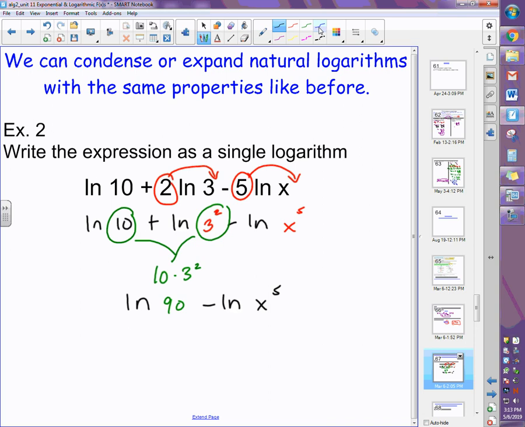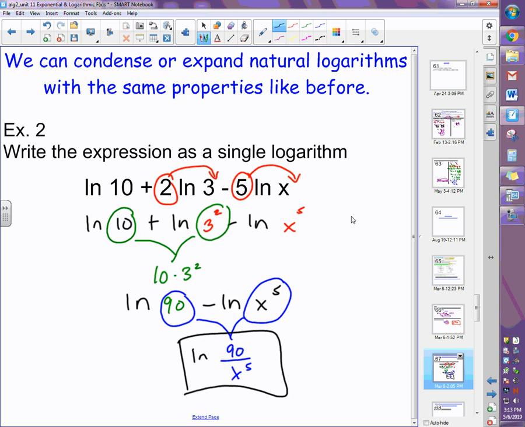And now I have 2 natural logarithms with subtraction in between. So I take the 2 arguments and I divide them, putting 90 on top. And then I can write only one natural log. So that's it. So again, the properties can go backwards or forwards. It doesn't matter. Sometimes you want to take several logs and make them become one. Other times you want to take one log and expand it into several.